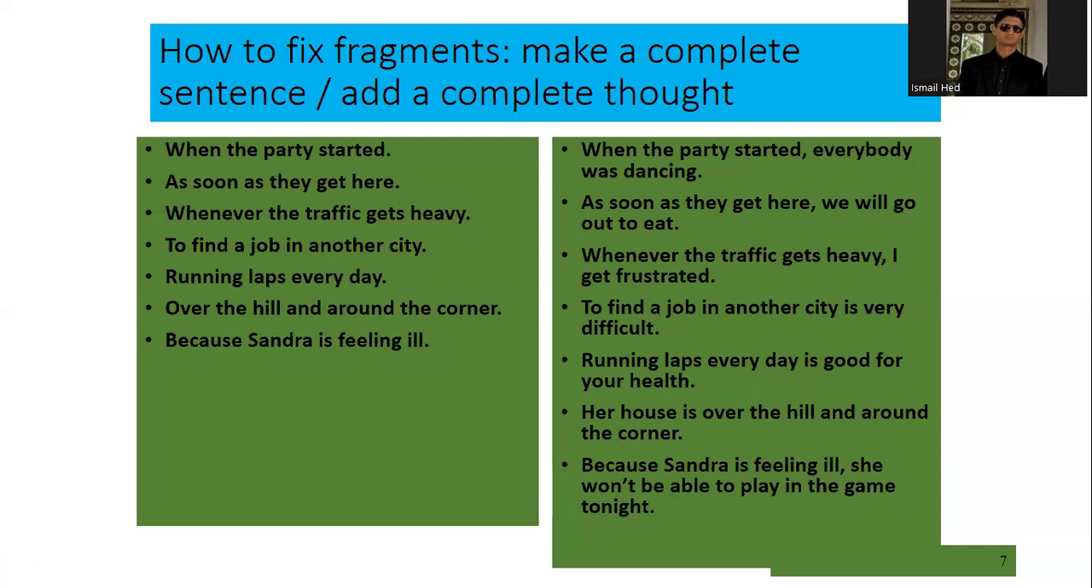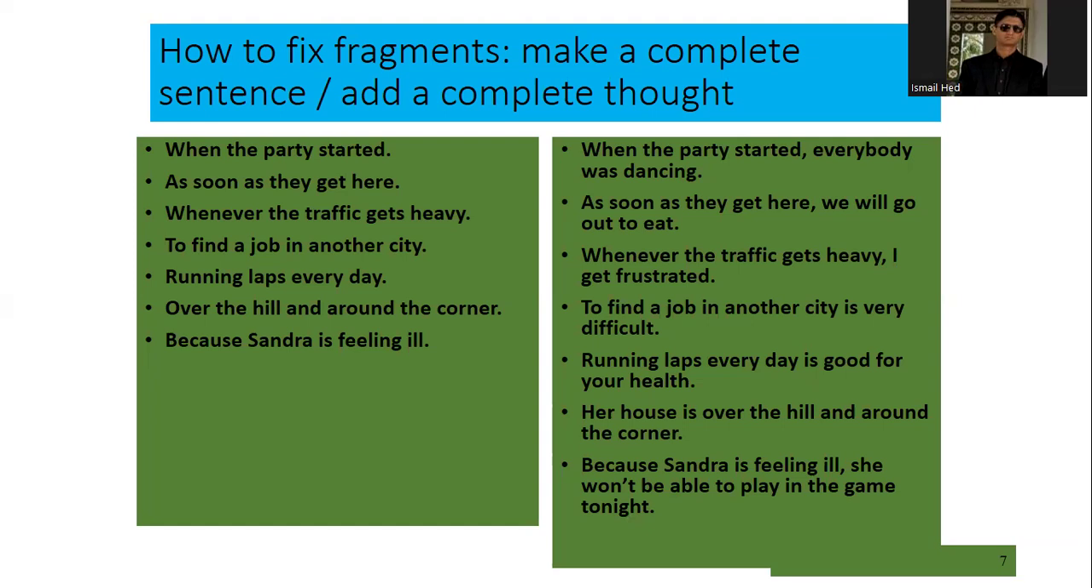So let us look at some of the examples of fragments. "When the party started." This is the example which is missing something. "Everybody was dancing. As soon as they got there." The missing part is "we will go out to eat." "Whenever the traffic gets heavy." The explanation that is missing is "I get frustrated." "To find a job in another city" is very difficult. So, "is very difficult" is missing.